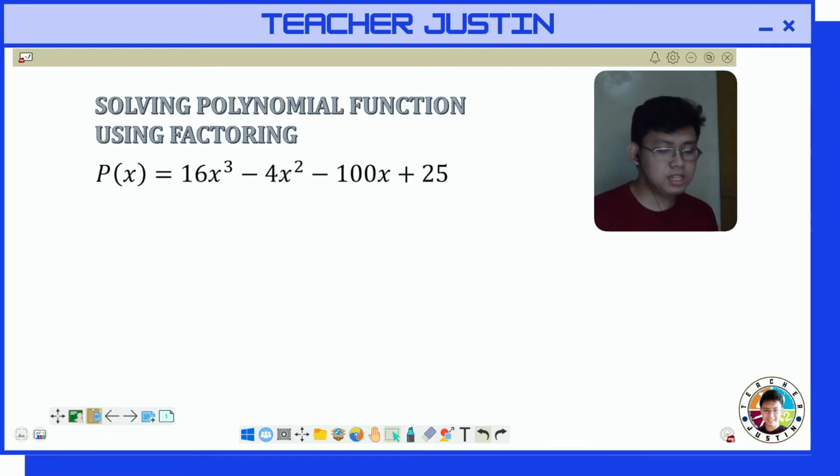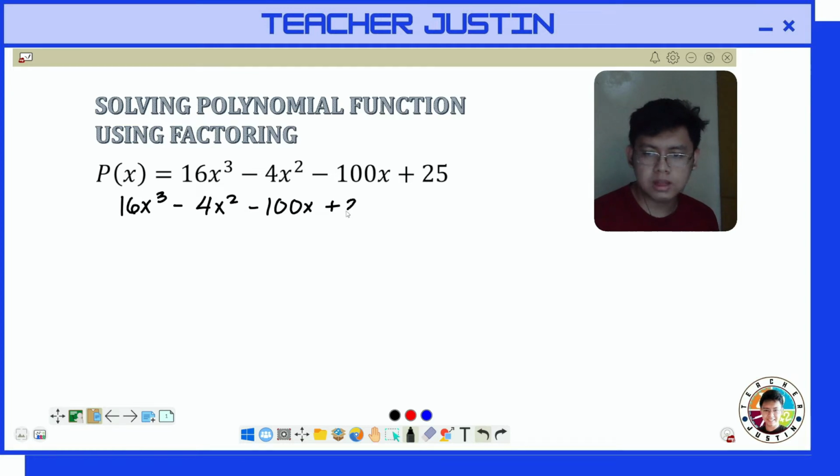Now, the first thing that we need to do is for us to equate our polynomial function to 0. So we will have 16x raised to 3 minus 4x squared minus 100x plus 25, then equate it to 0.